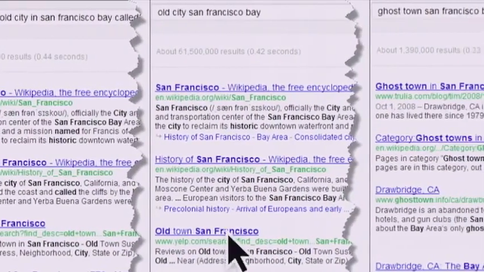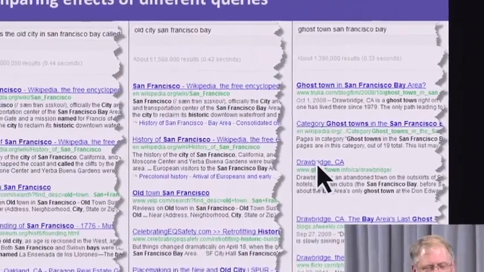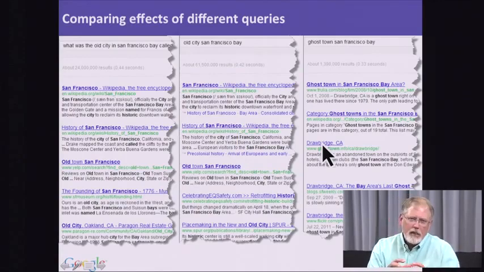So when we substitute now over here with ghost town San Francisco Bay, the very first result has exactly what it is we're looking for. And you can see all the rest of those results are exactly on target. So when you do a query like this, keep the query short, keep it on topic, try to keep the words that you would expect to find on exactly the perfect results page. Try the activity on this, see how far you get.